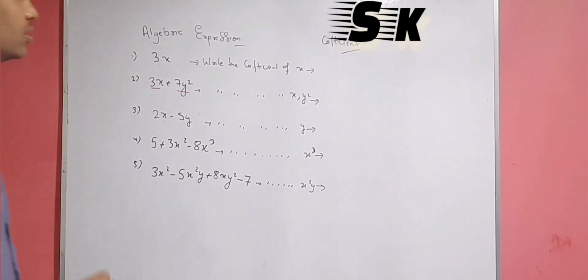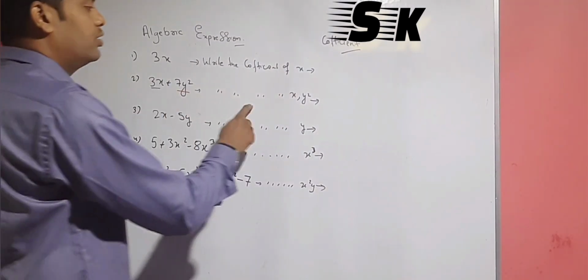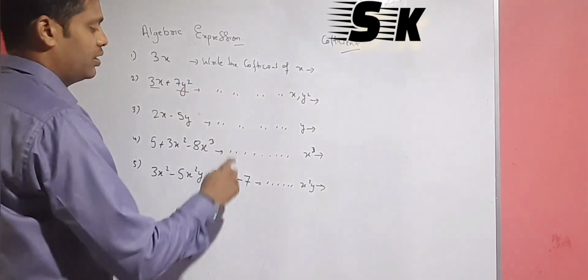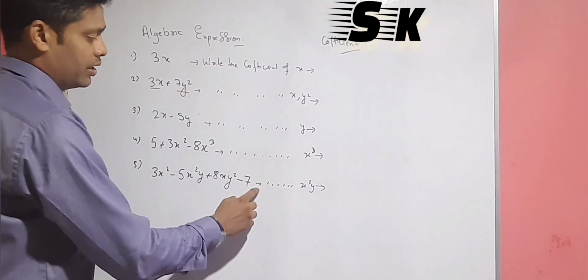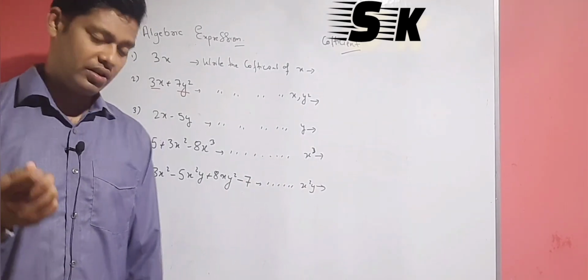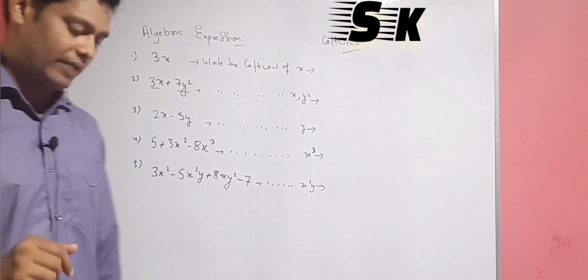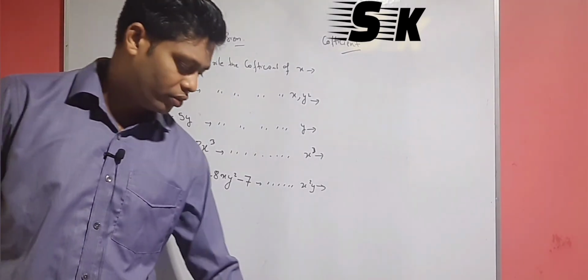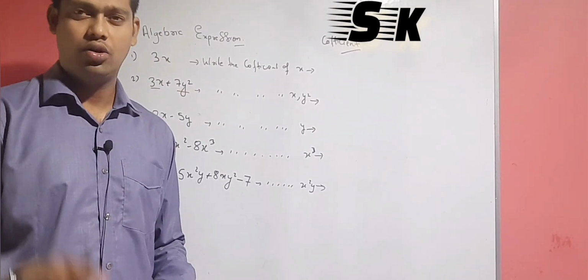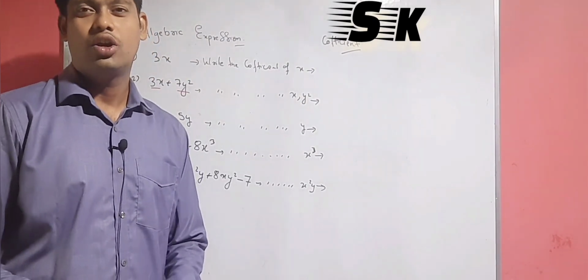Okay, this is your next question. This expression, and they are saying: write the coefficient of x. Write the coefficient of x, comma, y square. Write the coefficient of only y. Write the coefficient of x cube. Write the coefficient of x square y. Now what is meant by coefficient? Coefficient means the numerical value. In your book it will be written that the numerical part which includes the sign is termed as coefficient.